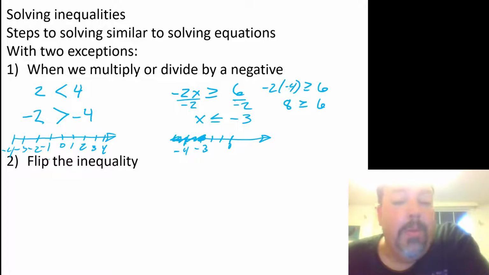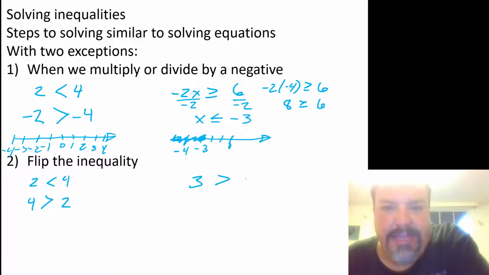Another exception when dealing with inequalities that we have to remember is if we ever have to flip the inequality. So, we had 2 is less than 4, but if I flip them around and put the 4 on the left side, now we'd have 4 is greater than 2. And when we're doing this algebraically, we might have something like 3 is greater than x. And we might want to flip this around so that the x is on the left side because it's easier to read, and then put the 3 on the right side. And when we do, it's going to be x is less than 3.